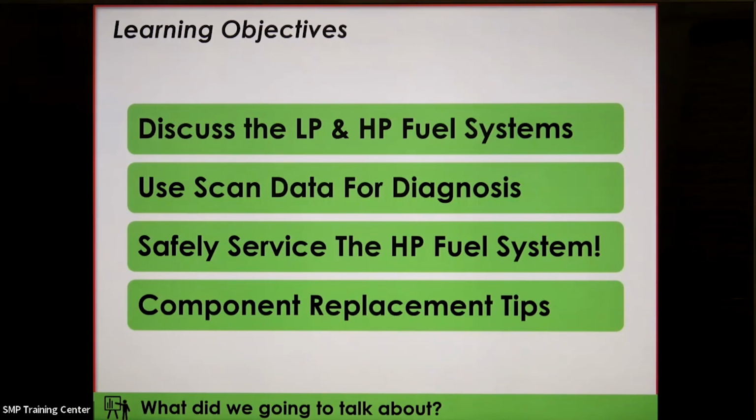We looked at scan data. We saw how we can actually use scan data to help direct us in the proper direction. Is the problem on the low side? Is it on the high side? We actually saw it in scan data, didn't we? We emphasized safety. We want to make sure nobody gets hurt working on these systems. Just remember, there is the potential for really super high pressure fuel on the other side of that connection that you're about to take loose. So use safety. Make sure you don't get hurt. And then we looked at replacing components. We discussed some of the tips involved in replacing components.